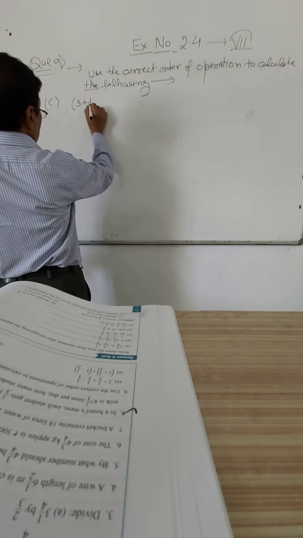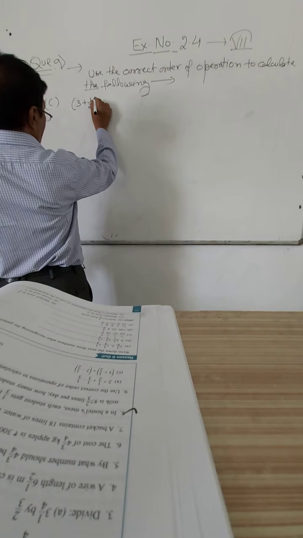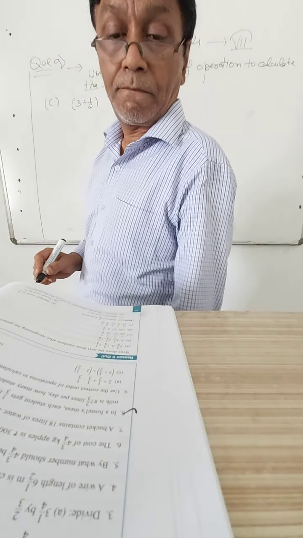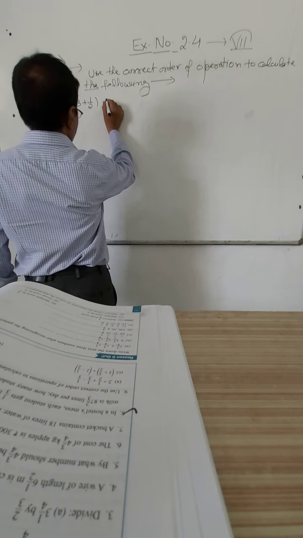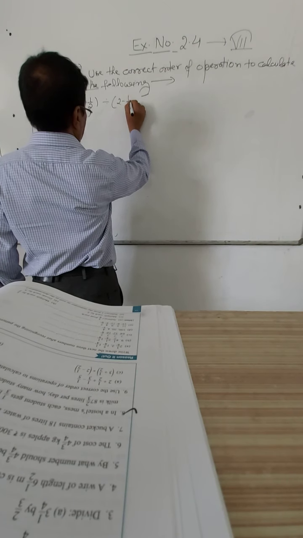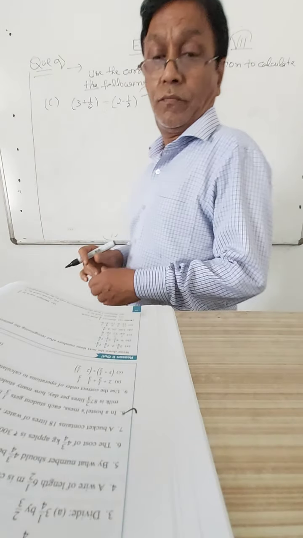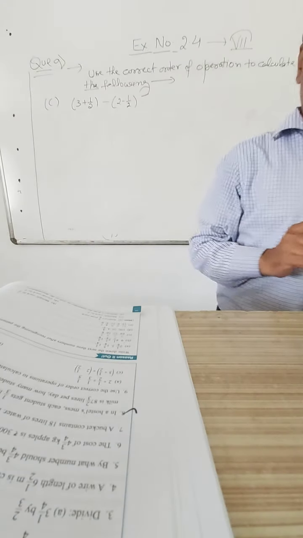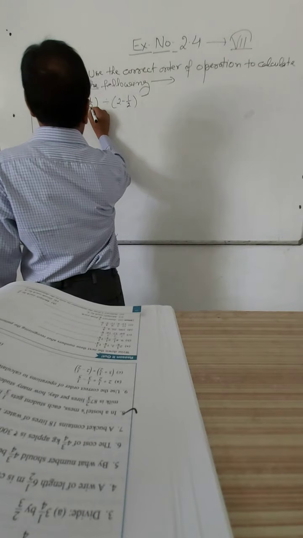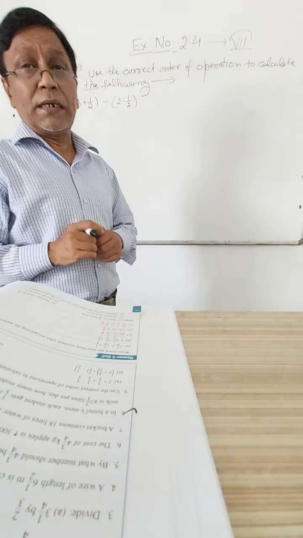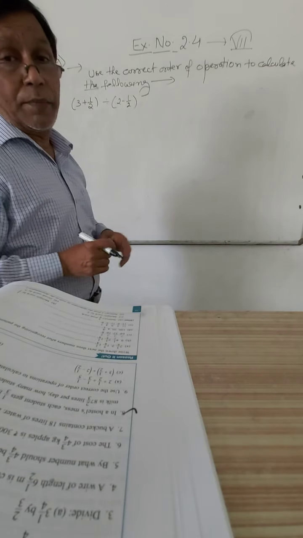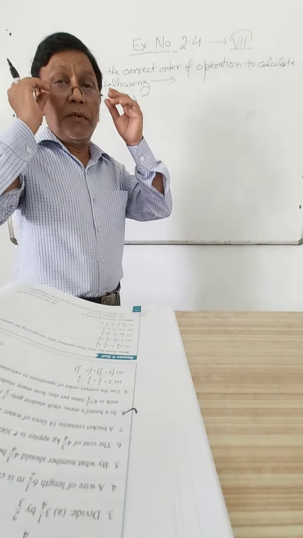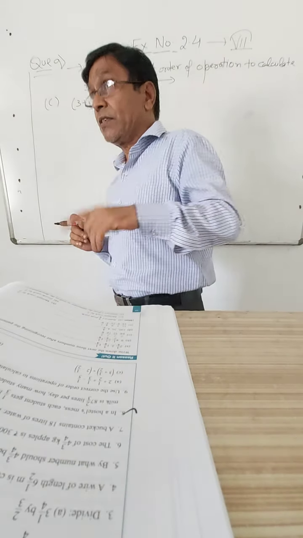Three plus half, divided by 2 minus half. In the previous problem, what we have seen, there was no bracket. What is this one? Small brackets are there. So first we will solve the bracket. BODMAS means first solve the bracket.